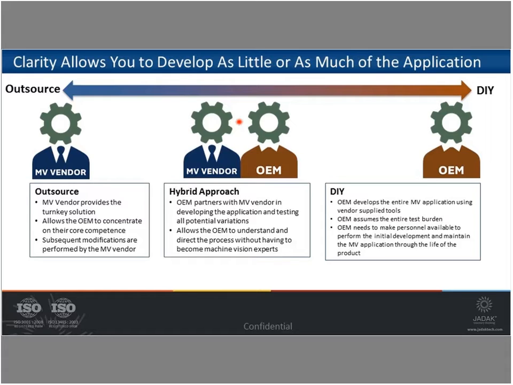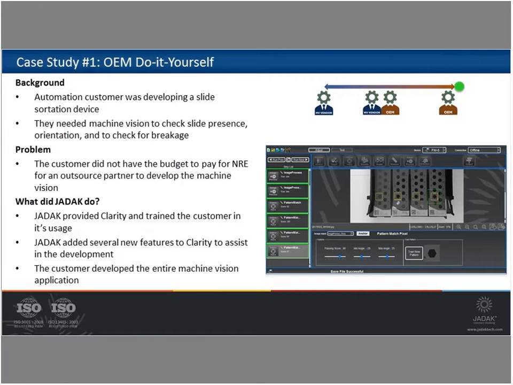I'm going to give you a little case study of each of those different scenarios I just walked through. The first one we're going to start with over here is the do-it-yourself. This is a customer that was making an automatic slide sortation system, and they needed to recognize a rack like this and whether there were 4 slides in it or 3, or any missing? They didn't want their robotic pickup to go to a position where there was no slide.